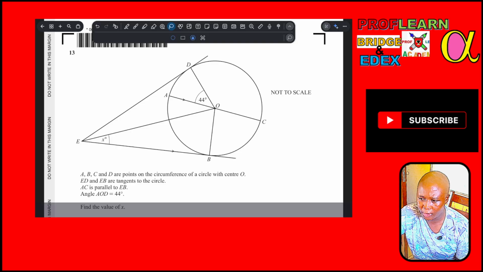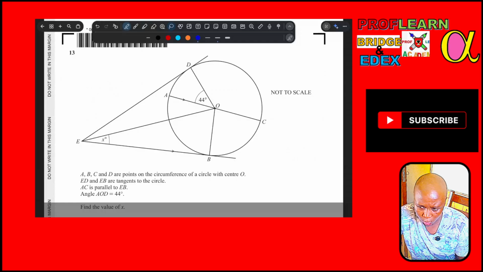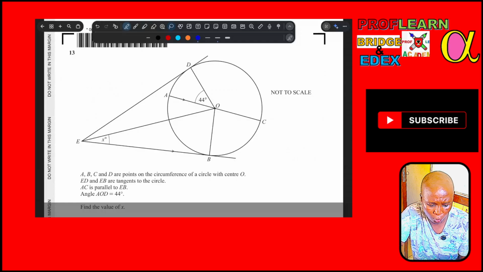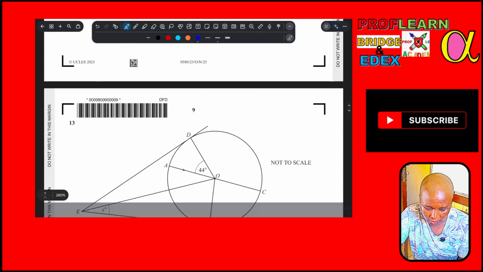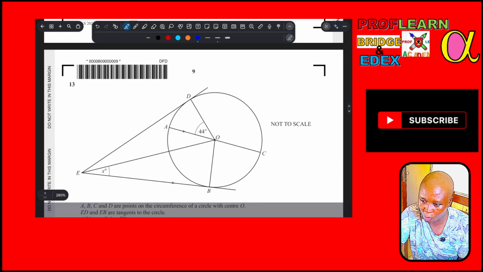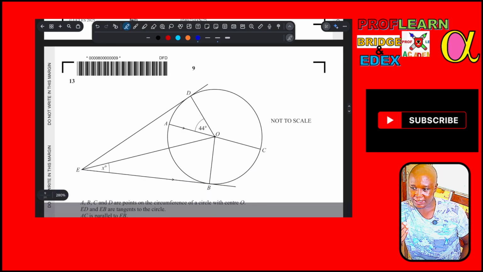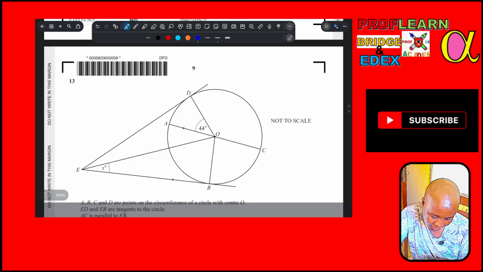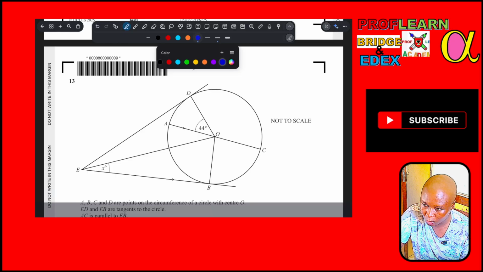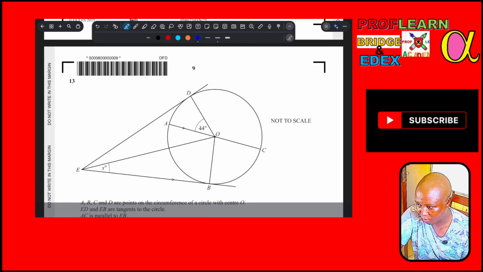In this particular video, I want to take you through this question that was asked this year, 2025, October, November, non-calculator paper, and candidates were asked to work out the value of X. Now, what do you think candidates were supposed to do in order to work out this question?